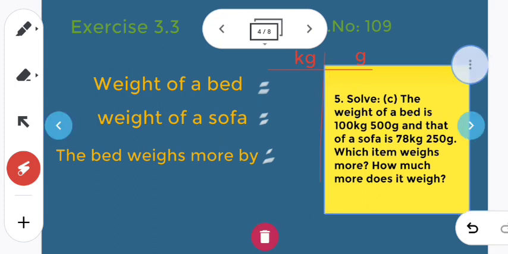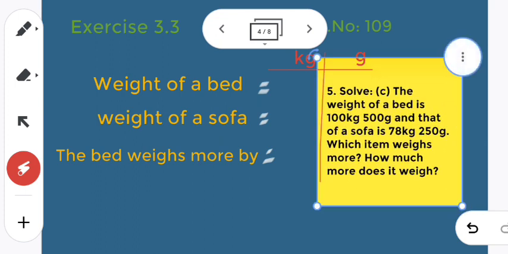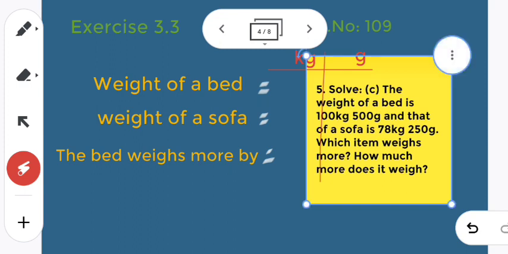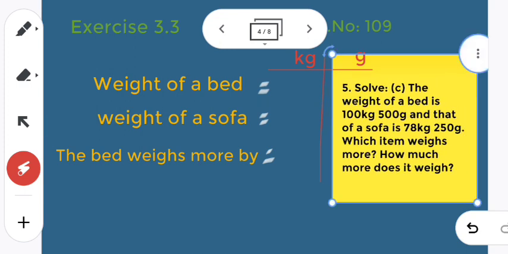See here, the weight of a bed is 100 kilogram 500 gram and that of a sofa is 78 kilogram 250 gram. Which item weighs more? How much more does it weigh? So here the key word is how much more. You must underline here how much more. So this is a keyword for subtraction.